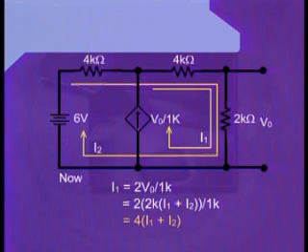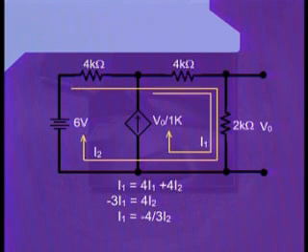Therefore, we can reach at I1 is equal to 4 into I1 plus I2. Further simplifying it, we can write I1 is equal to 4I1 plus 4I2, or we can write minus 3I1 is equal to 4I2, or we can have I1 is equal to minus 4 divided by 3 I2.